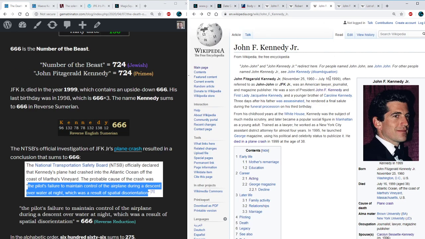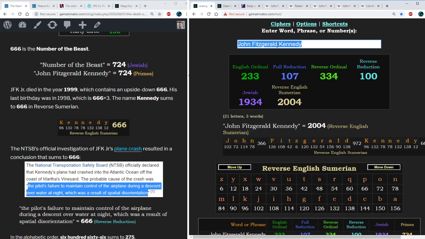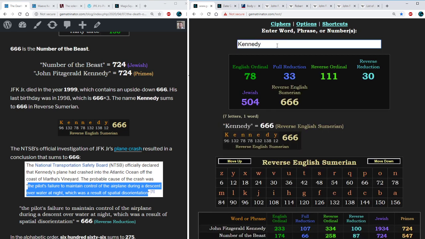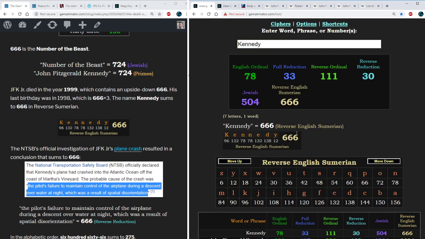Now, JFK Jr. died in the year 1999. In this year, there's an upside-down 666. Also think about how his final birthday was in 1998. And 1998 is 666 times 3. In the reverse Sumerian cipher, the reverse alphabetic order times 6, the name Kennedy equals 666.